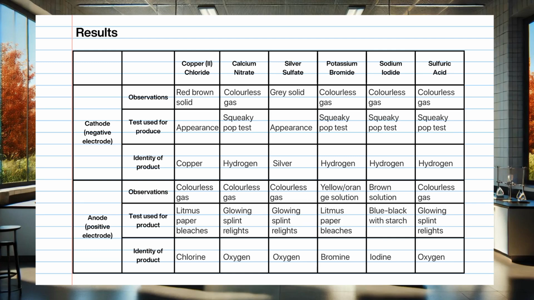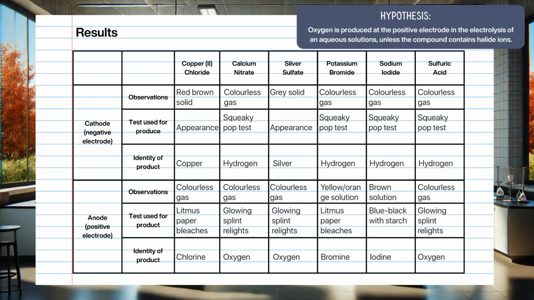Now, it is time to return to our original hypothesis. Our hypothesis states that oxygen is produced at the positive electrode in the electrolysis of an aqueous solution, unless the compound contains halide ions. In our observations, we saw that for solutions without halide ions, calcium nitrate, silver sulfate, and sulfuric acid, oxygen was produced at the anode. However, copper chloride, potassium bromide, and sodium iodide, which are solutions containing halide ions, produce halogens such as chlorine, bromine, and iodine, instead of oxygen. Therefore, the hypothesis was correct.